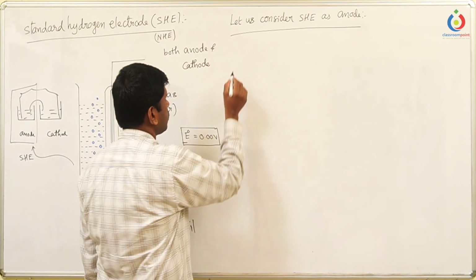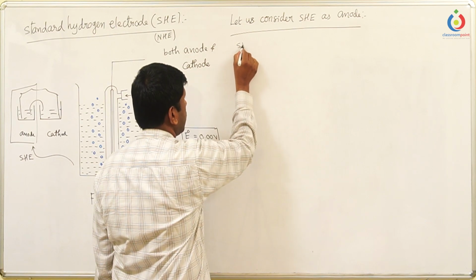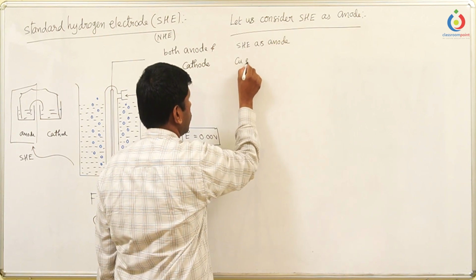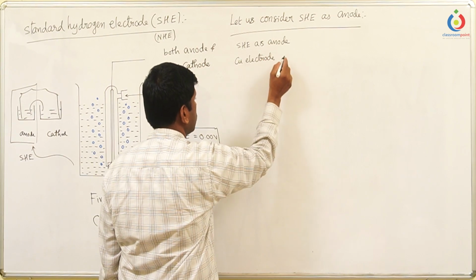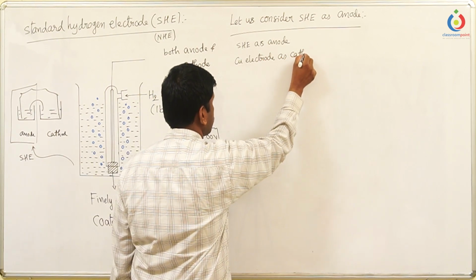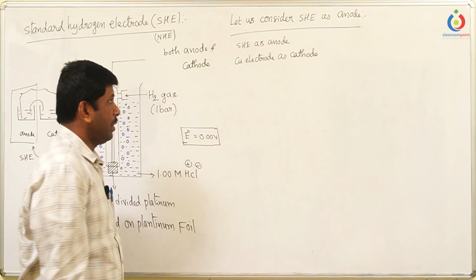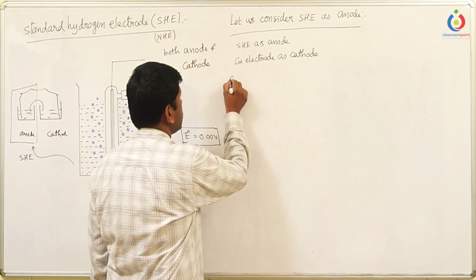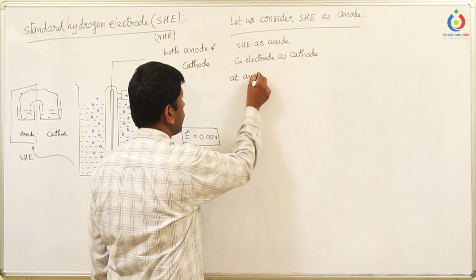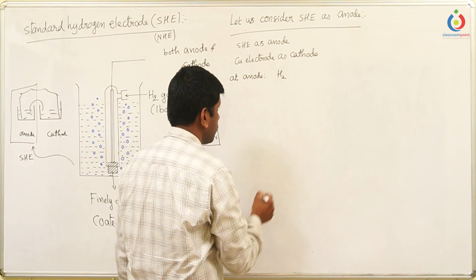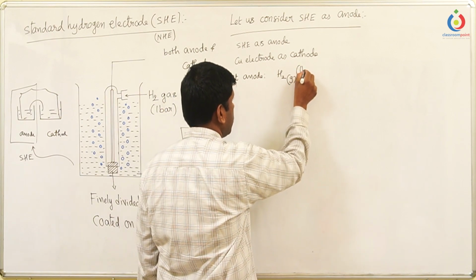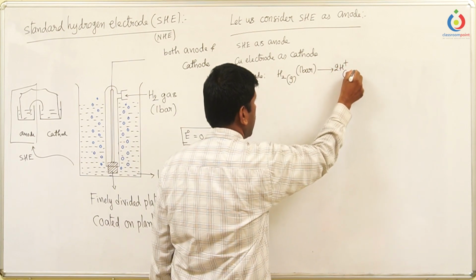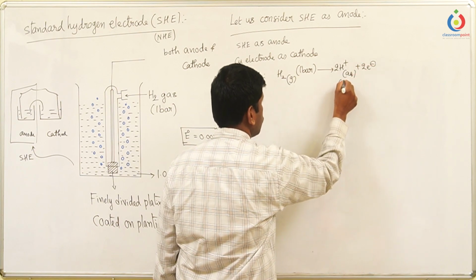So now let us connect this standard hydrogen electrode SHE as anode and copper electrode I am going to take as cathode. So we know that when standard hydrogen electrode is taken as anode, automatically oxidation reaction takes place at anode. So we shall write down that reaction at anode. Oxidation reaction means H2, gaseous state, 1 bar pressure, converting into 2 H plus ions, aqueous state, plus 2 electrons. This is 1 molar of concentration.